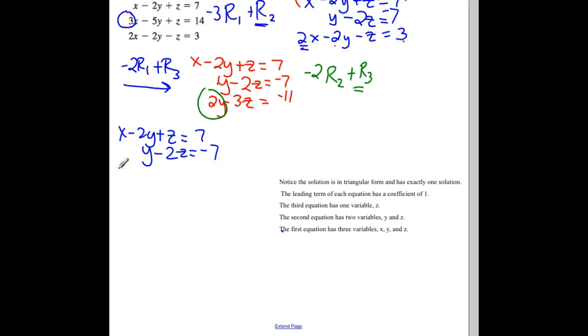Okay, so negative 2 times this row gives me negative 2y plus the 2y. Y's are gone. It gives me positive 4z combined with negative 3z would be 1z. Negative 7 times negative 2 is 14. Combine it with negative 11, and we get 3.